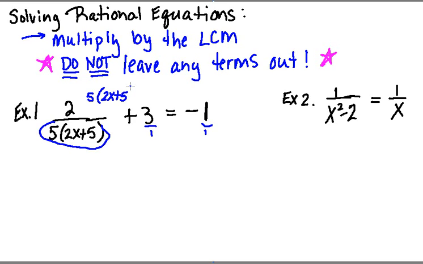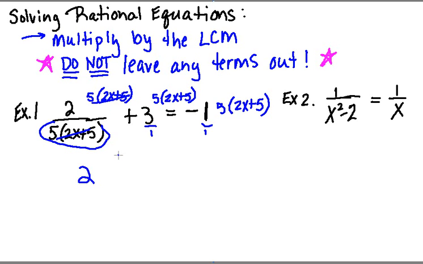Okay? So I do the first term, but now I also have to do this term here. So I'm going to multiply 3 by 5, 2x plus 5. And I also have to do all the terms on the right-hand side of the equal sign. So I need to multiply -1 times 5, 2x plus 5. Okay? In my first term, notice that my denominator and my 5 times 2x plus 5 will cancel out and simply leave me the 2.